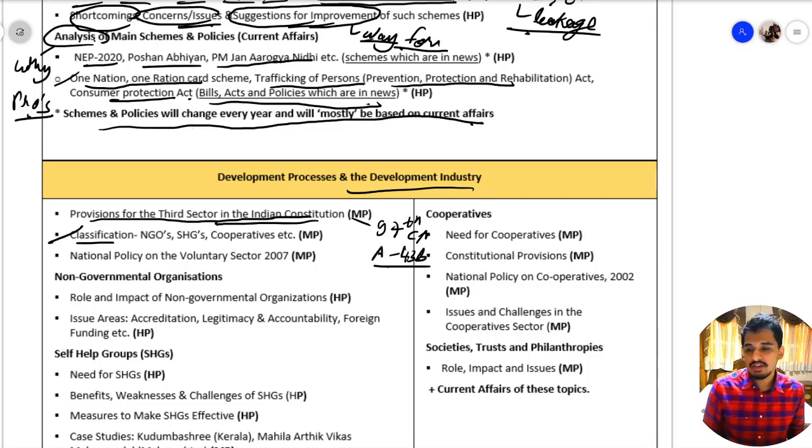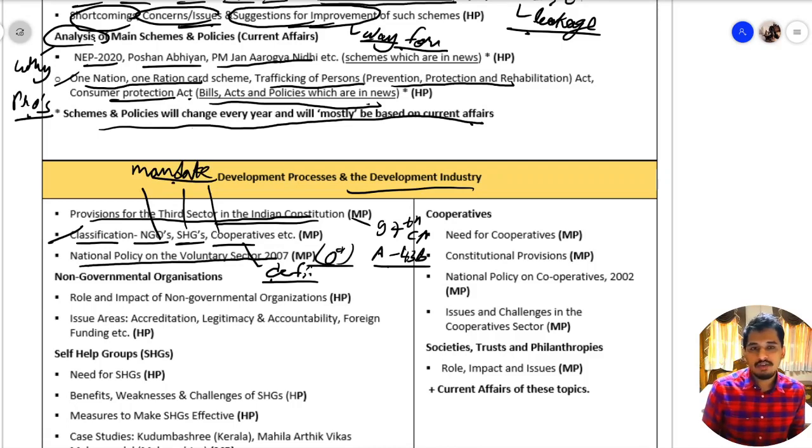Then we have classifications of NGOs, SHGs and cooperatives. In this, you should know the definition of each one of them. Okay, how are they classified, what is the difference between all three, and what is their mandate. Then we have national policy on voluntary sector 2007. You should just have a brief overview of this policy and what way forward has it suggested for the voluntary sector.